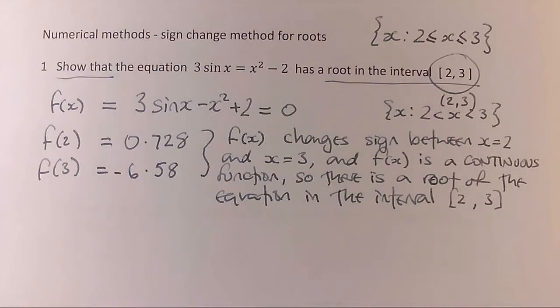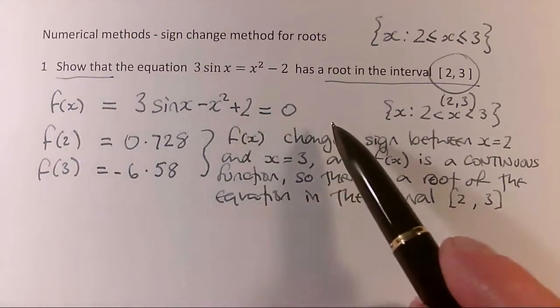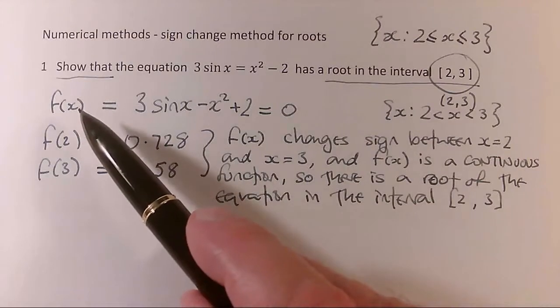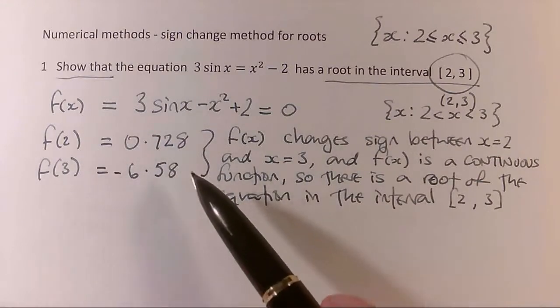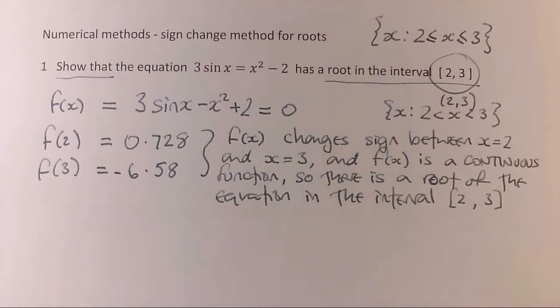So we are done. The key points of the solution, which I hope are all clear, is I've set up an f of x that has to equal 0. I need to define f of x before I put the values in. I need to point out the sign change, and I need to make this standard statement with all of those points in it.